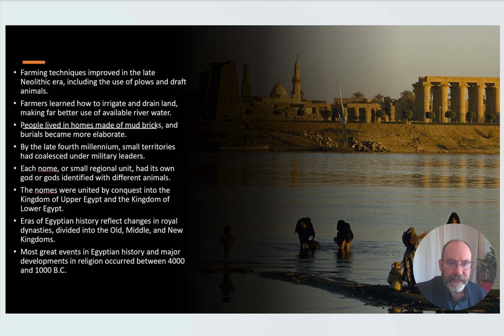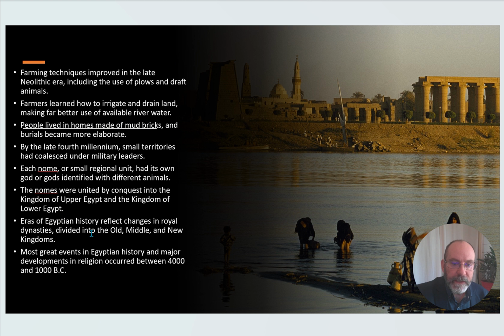Farming techniques improved late in that Neolithic era, including use of plows and draft animals. They learned how to irrigate. They learned how to drain land. People lived in homes of mud bricks, but the late fourth millennium, we're really talking about just the first few generations after the flood. We're looking at that group of people. They start to develop these small territories, and we would call them more like regions, maybe like counties, and start to develop governments.